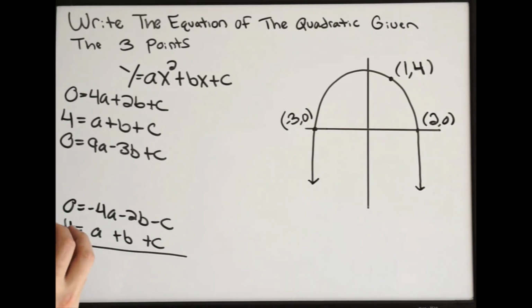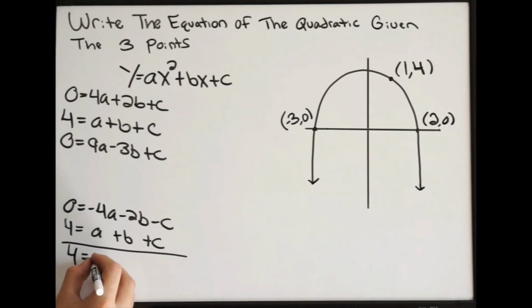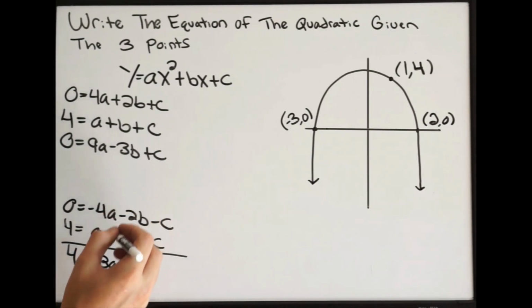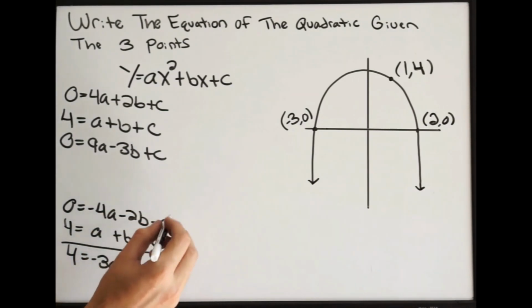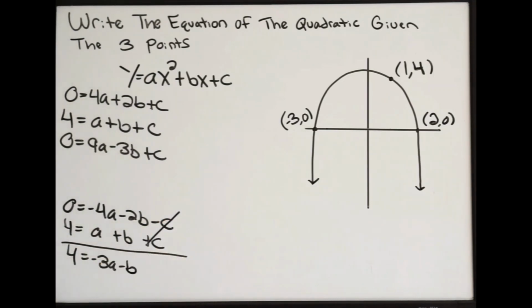So 0 plus 4 is 4. Then we get -4a and an a, that's -3a. Okay, then we get -b here. And this is what we want. We want the c's to cancel. Good. Now we only have 2 variables.